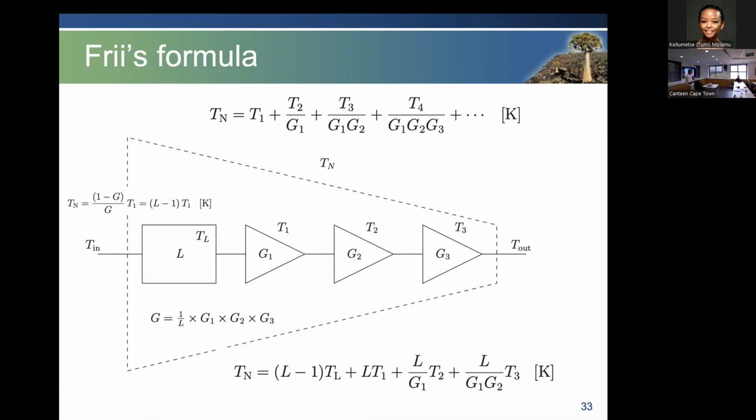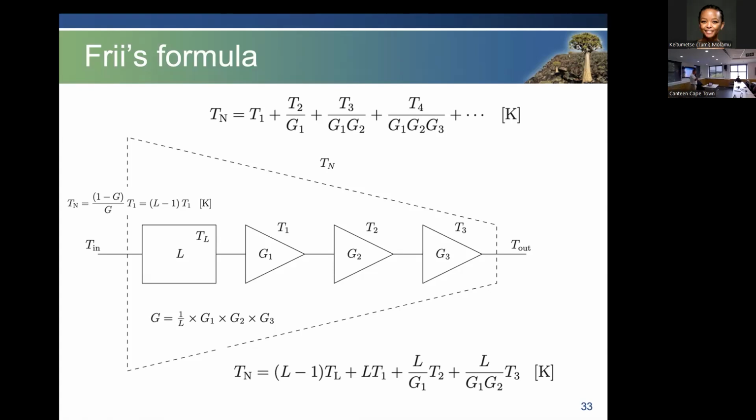You make sure the loss is as low as possible, but you also lower the temperature of the OMT. And that's what we've done in MeerKAT: we lower the temperature of the OMT as well. Because then what you end up with is Friis's formula, as I've got at the bottom there. So your noise temperature can be dominated by any loss that you've got at the front.